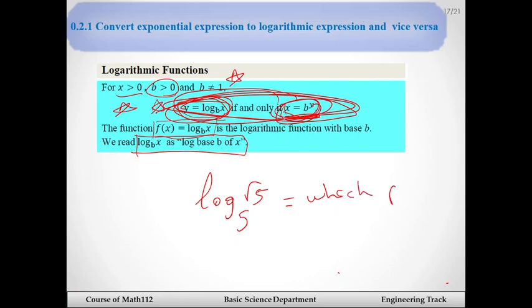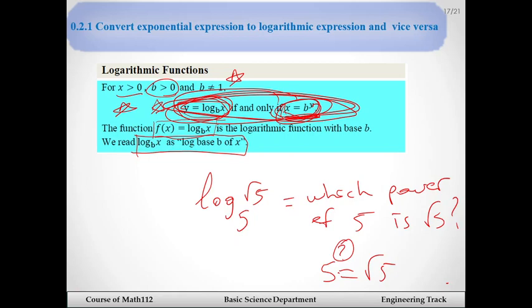Which power of 5 is square root 5? Do you remember that? This should be what? So it's definitely 1 over 2. If you remember, it's 1 over 2. So you write here 1 over 2.